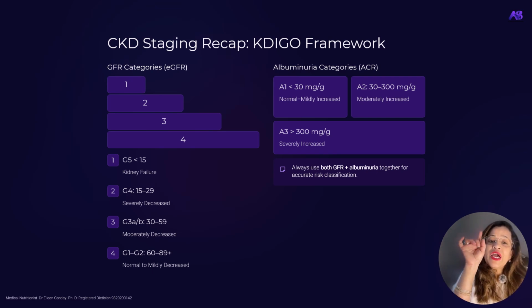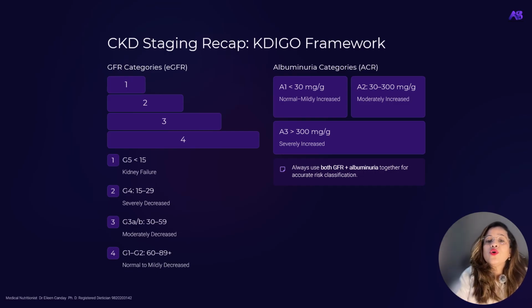So G5 is kidney failure, that is eGFR less than 15. G4 is severely decreased function where the eGFR is 15 to 29. Now stage 3 is divided into two, G3A and G3B, and it is moderately decreased, that is 30 to 59. G1 and G2 are normal to mild decrease, where it is 60 and above.